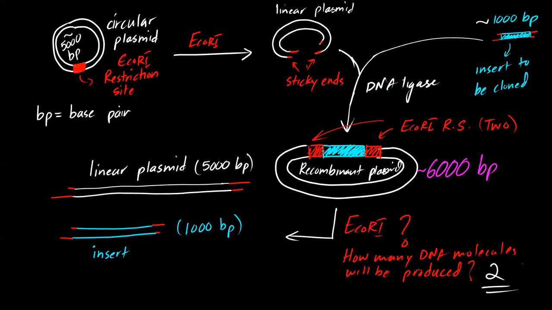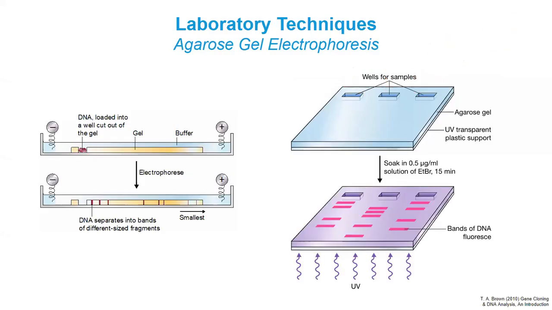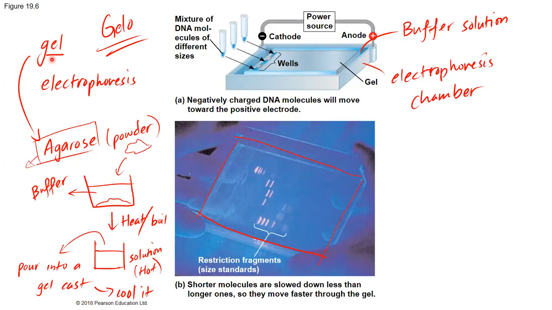Now, notice that this technique is called gel electrophoresis. Electro means electricity, phoresis means movement. So now, when we put the DNA inside the wells, the DNA will be moving through the gel by the action of electricity, by the electrical force.